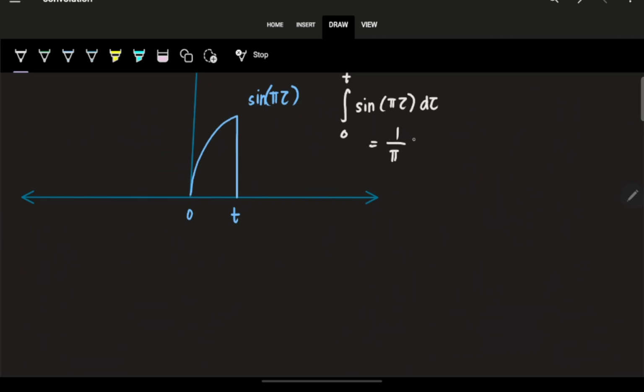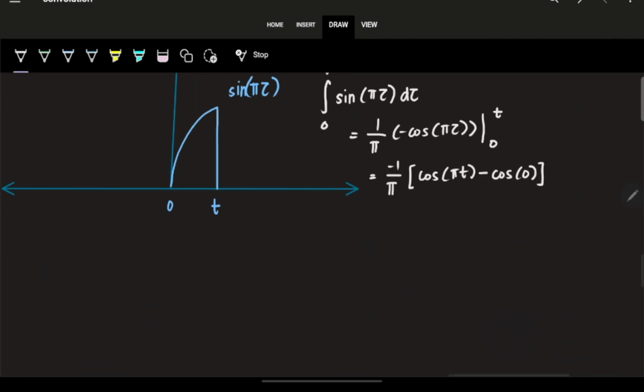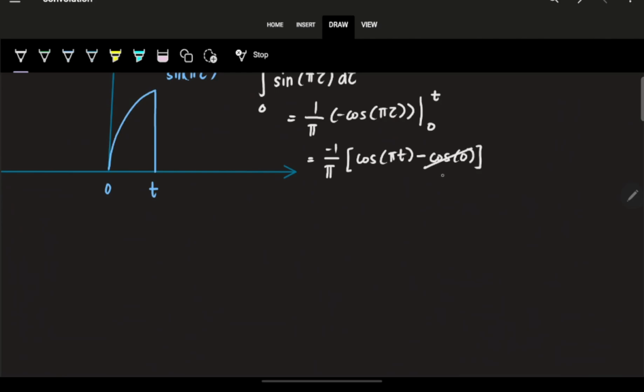Okay, so that's negative cosine of pi tau evaluated from 0 to t. Okay, so let's substitute. So we have negative 1 over pi. Okay, so upper value muna. So we have cosine of pi t, minus cosine of 0. Yan. So cosine of 0 is 1. Diba? Alam na natin yan.